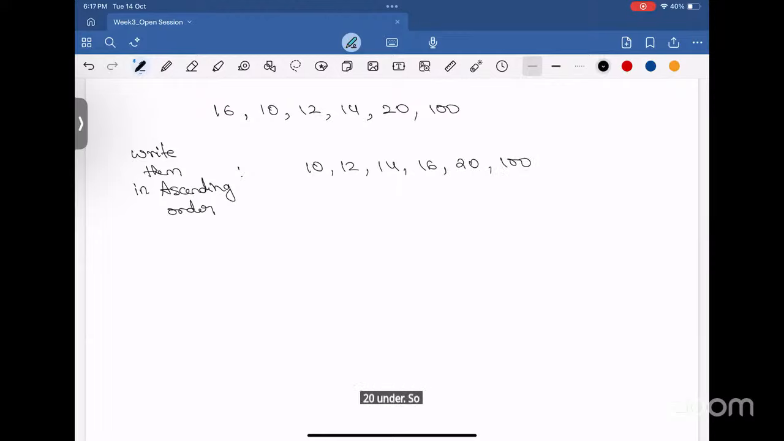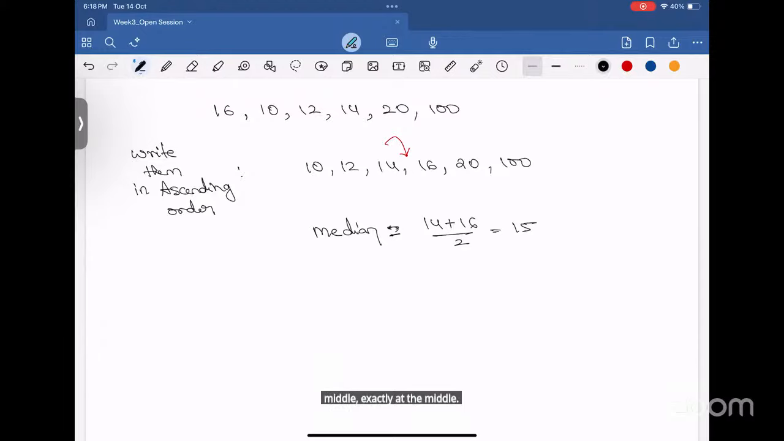Since there are 6 data points, the median will be the average of the third and the fourth one, right? The median is 14 plus 16 by 2, which is 15. So the median is basically exactly at the middle.